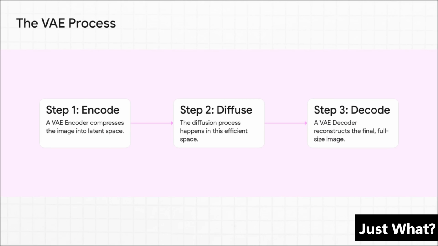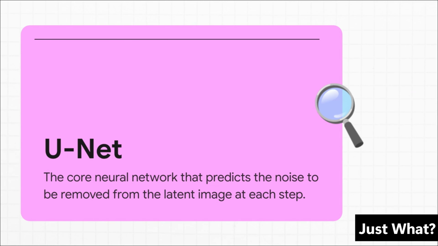It's so smart. The tool that does all this squishing and unsquishing is called a variational autoencoder, or just VAE for short, and it has two really simple jobs. First, one part, the encoder, compresses the image down into that latent space. Then, after all the diffusion work is done, another part, the decoder, skillfully rebuilds the final full-resolution image from that little compressed model. And at the very heart of this entire system is something called the U-Net.